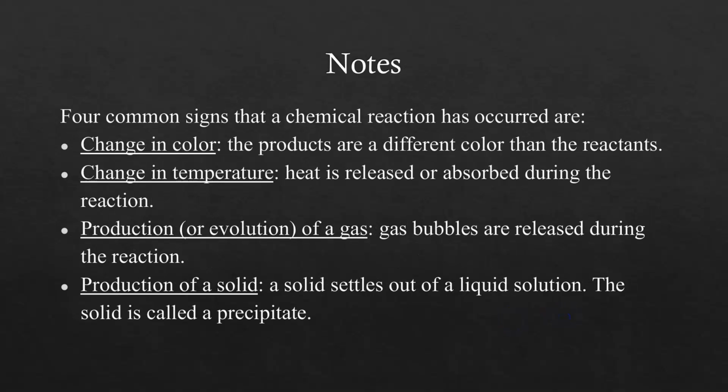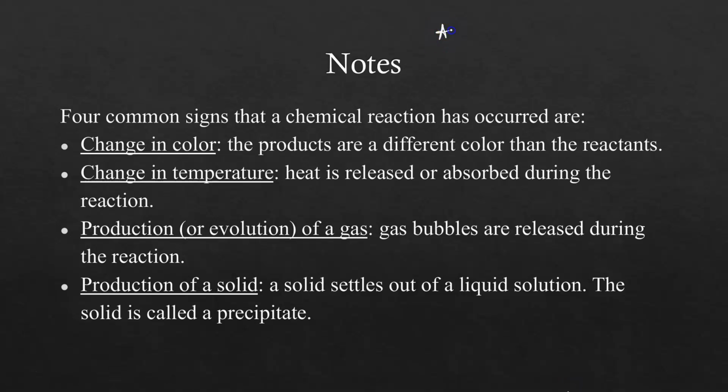Four common signs that a chemical reaction has occurred are changes in color, where the products are a different color than the reactants; changes in temperature, where heat is released or absorbed during the reaction; production or evolution of a gas, where gas bubbles are released during the reaction; or the production of a solid. A solid settles out of a liquid solution. This solid is called a precipitate. Now all of these indicate that a chemical reaction could have occurred. Okay? On their own, sometimes it is not sufficient.